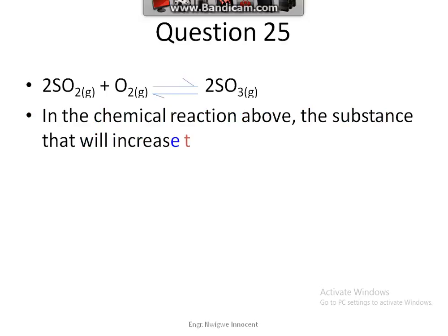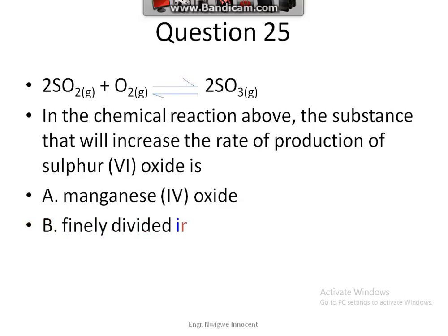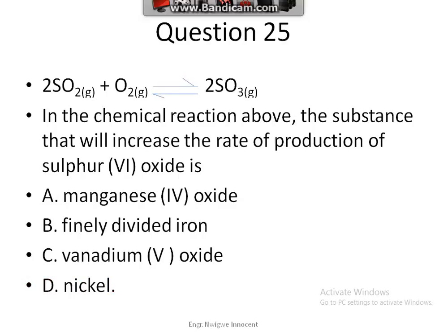Question 25. 2 moles of sulfur 4 oxide plus 1 mole of oxygen gas to give 2 moles of sulfur 6 oxide. In the chemical reaction above, the substance that will increase the rate of production of sulfur 6 oxide is A. Manganese 4 oxide, B. Finely divided iron, C. Vanadium 5 oxide, D. Nickel.